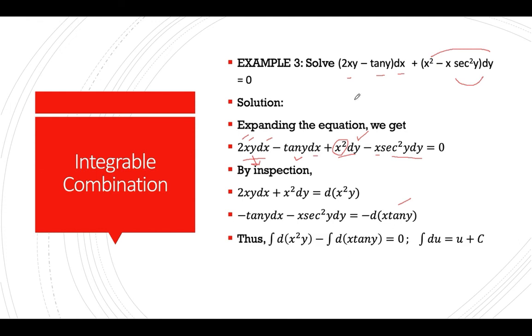Okay, so therefore the equation can now be replaced by integral of d(x squared y) minus integral of d(x tangent y), and take note that the integral of du is equal to u. So therefore the integral of the derivative of x squared y is x squared y. The integral of the derivative of x tangent y is x tangent y. Therefore this is your general solution.